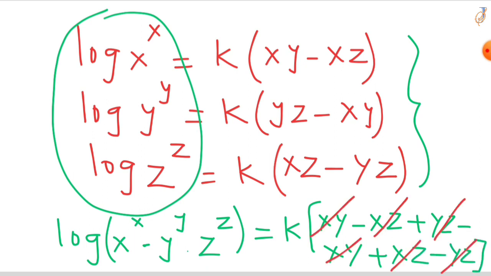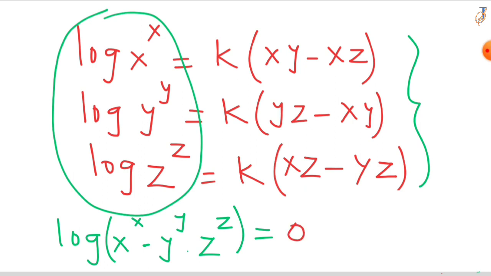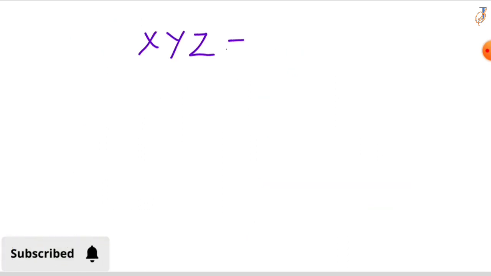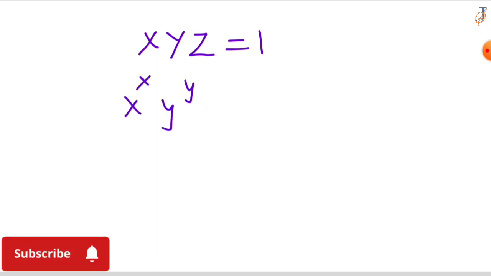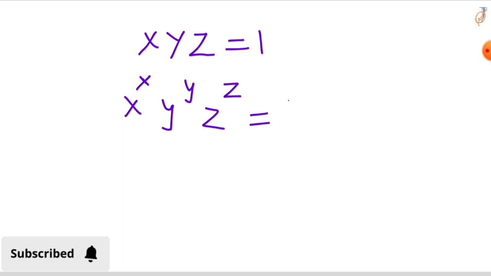Here all get cancelled, then 0. So this 0 we can write as log 1. Take anti-log on both sides, then you will get x power x times y power y times z power z, that is equal to 1. Consider this as equation 2. Now we have xyz equal to 1 and x raised to the power of x, y raised to the power of y, z raised to the power of z equal to 1.